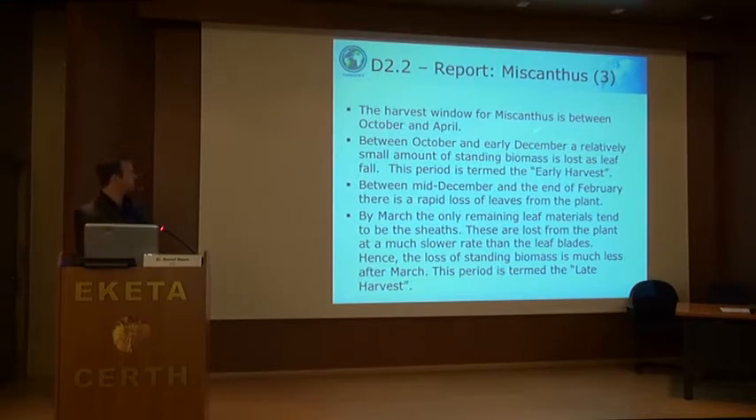Well, we found between October and early December, not much of the biomass is lost. It's relatively green, and you still have the leaves on the plants. We term this the early harvest period. Between then, December and the end of February, you have a rapid loss of leaves from the plants. The harvestable biomass decreases significantly. Once you get to March, most of the leaves have dropped. You only have some that are left, which are the sheaths attached to the stem. And these are lost much more slowly. So we call this the late harvest period.